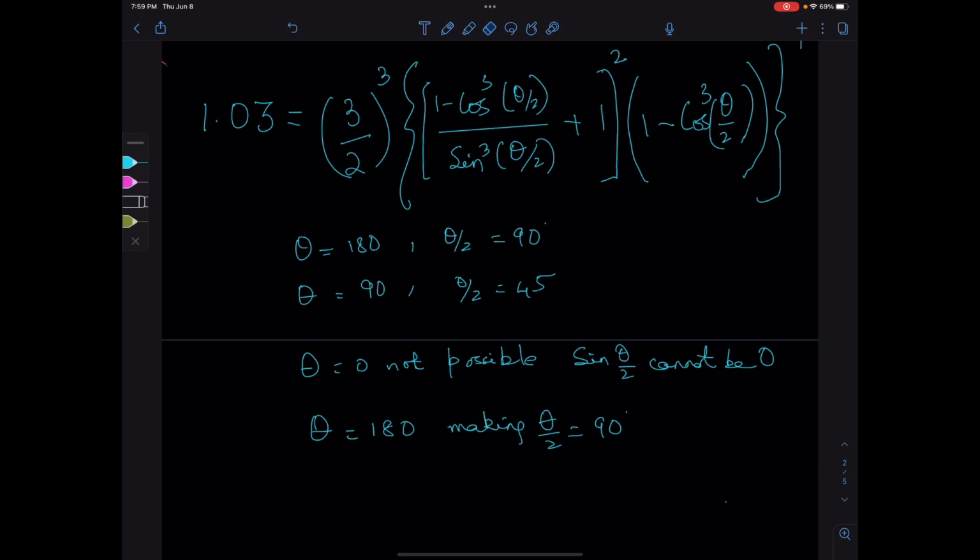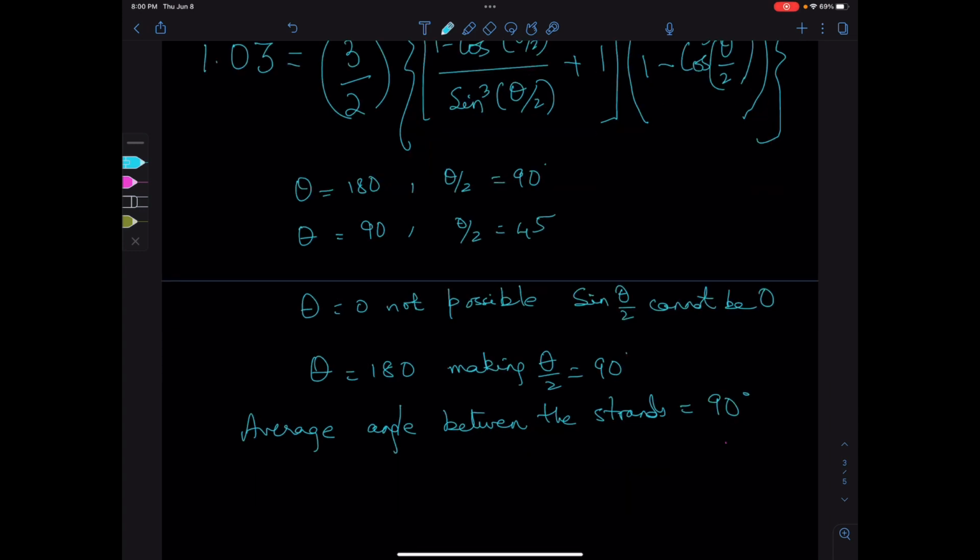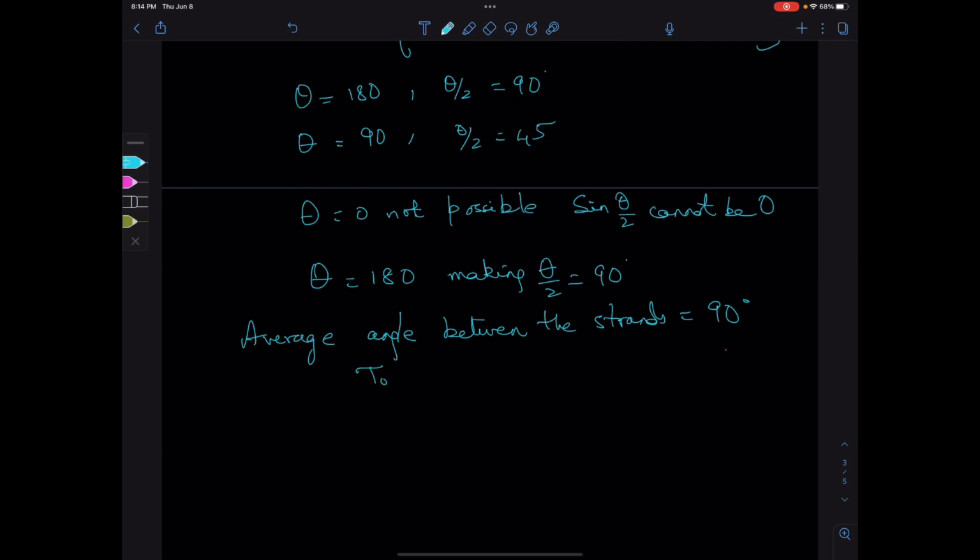So the average angle between the strands is 90 degrees, which means that there are strands equally distributed between 0 degrees and 180 degrees. So it is completely random. So it's totally amorphous.